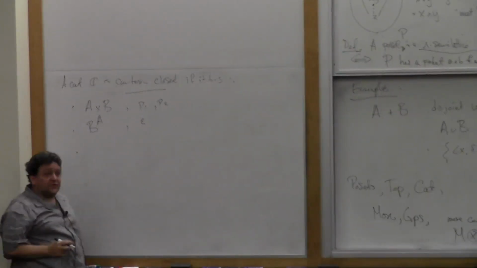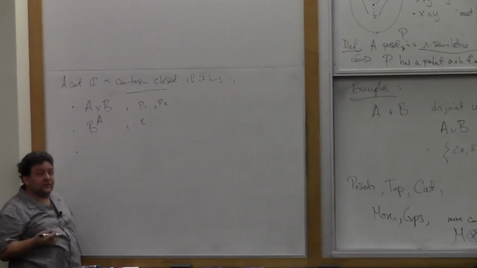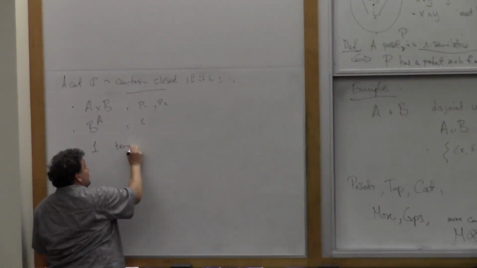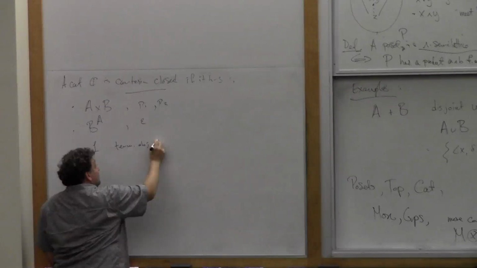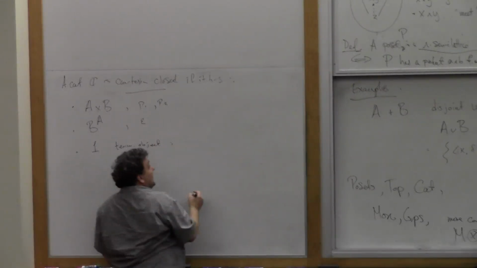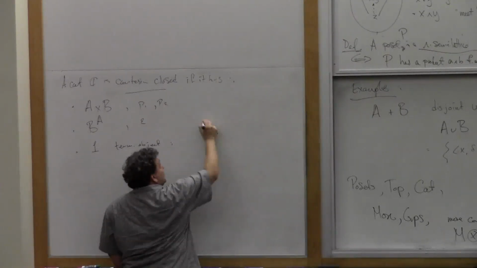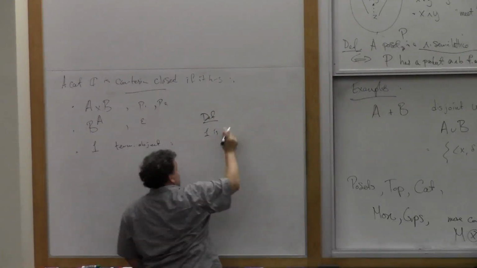And then it has what's called a terminal object, which is a particularly trivial universal mapping property. So what's a terminal object? A terminal object, by definition, is this. Say 1. So here's the definition.